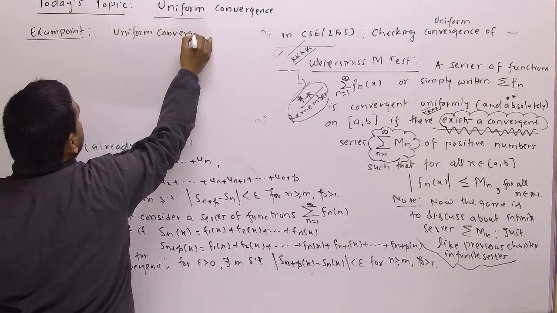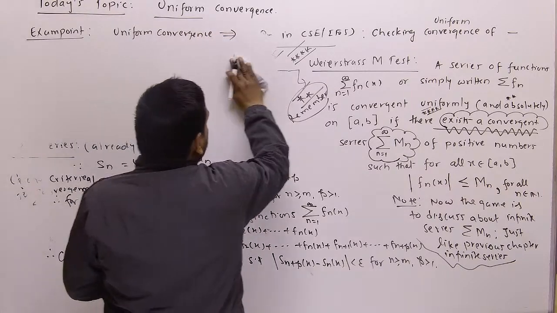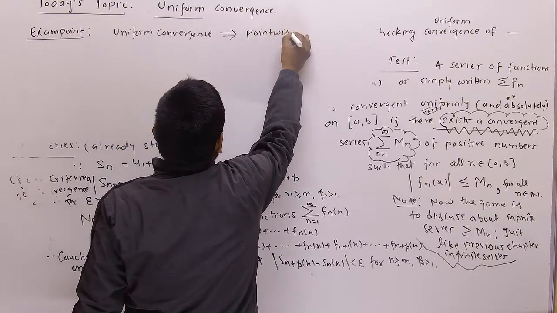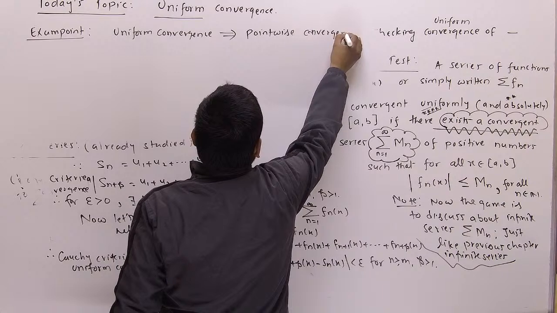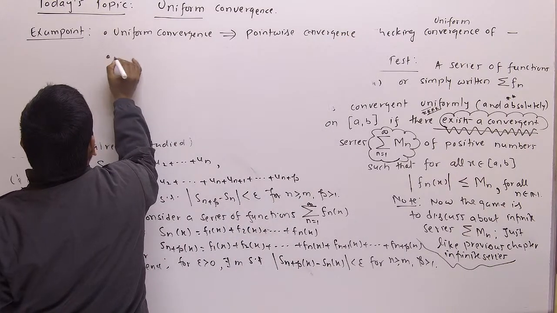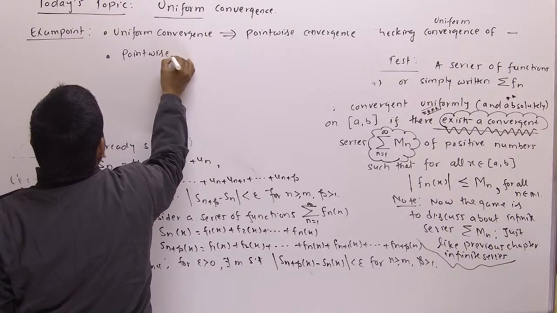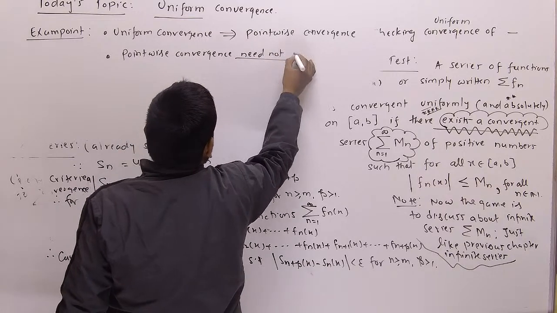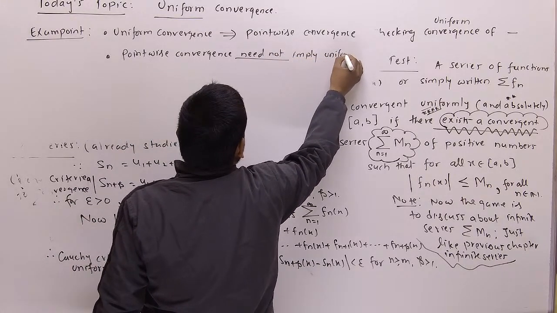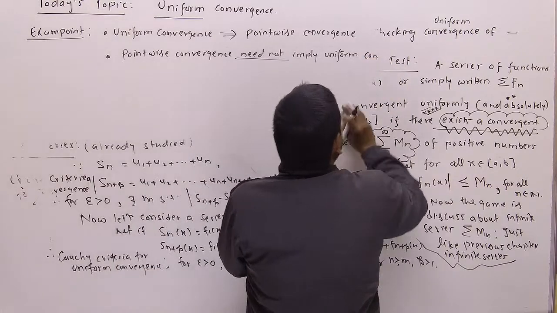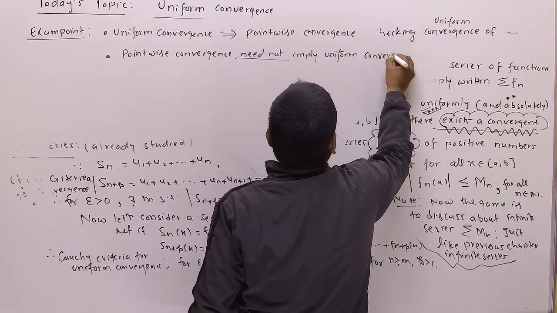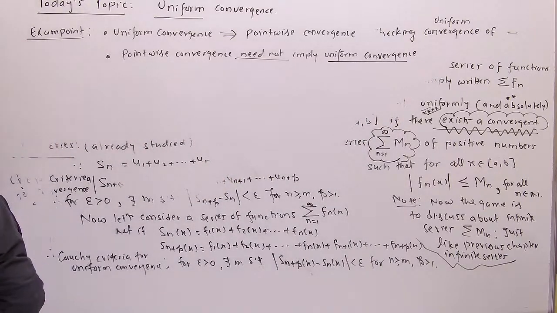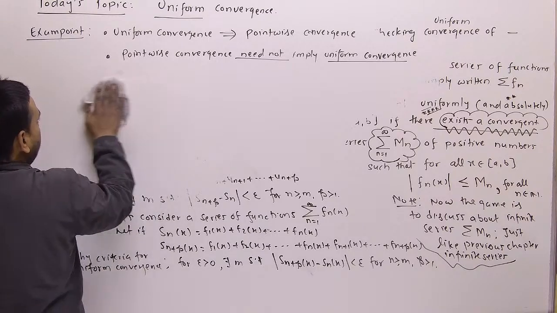Uniform convergence implies pointwise convergence. Okay. Pointwise convergence need not imply uniform convergence. So this is the whole theory of this chapter.